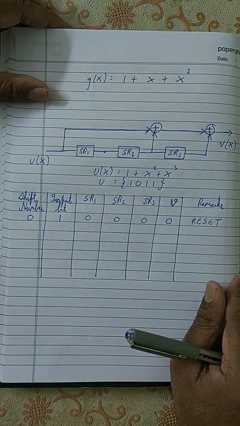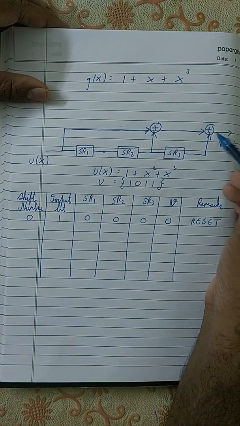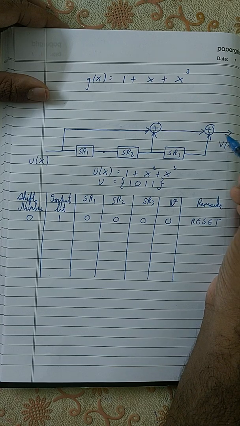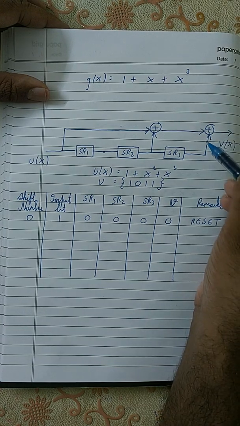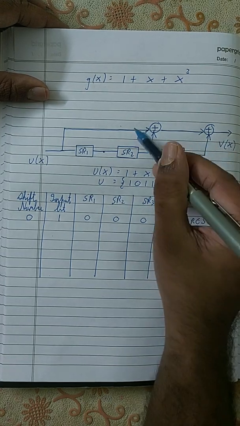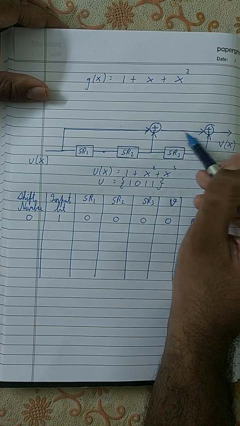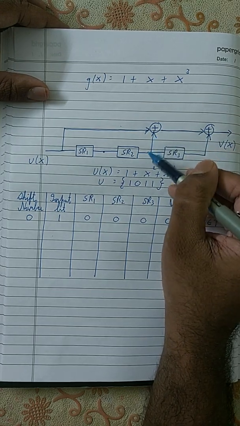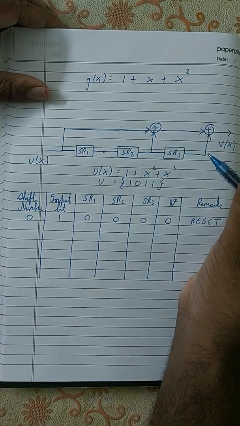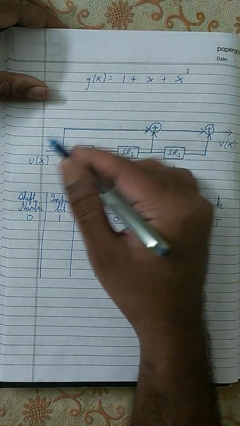Now, how to write the values of the output is simply to look at this value over here. So what is V of X? If you look at V of X, this line represents SR3. This line represents the sum of these two lines, right? So this is SR3, and this is SR2 plus input bit. Therefore, V is equal to SR3 plus SR2 plus input bit.